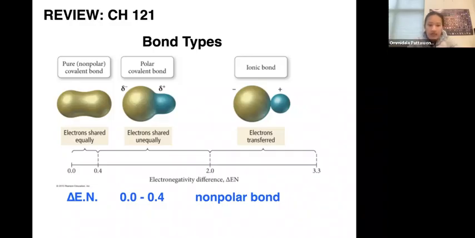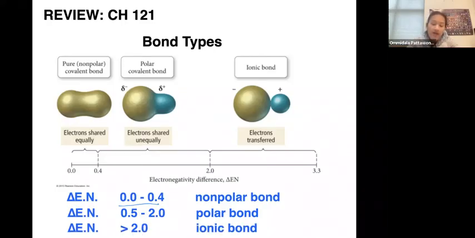In this case, if you see the difference in EN between 0 and 0.4, we can say that the electrons within that molecule are going to be shared equally, so we call this bond non-polar. If you have a value between about 0.5 and 2, that is going to fall into a polar bond. And if you have anything greater than 2, that is going to fall into an ionic bond, because one is going to pull the electron away from the other. So the greater the EN difference, the more polar the bond becomes.